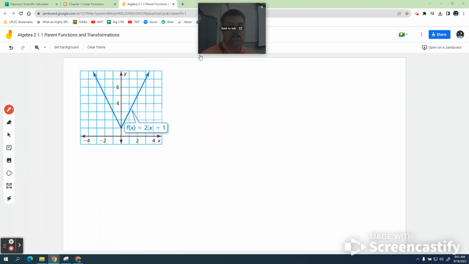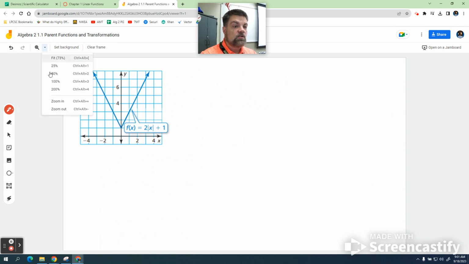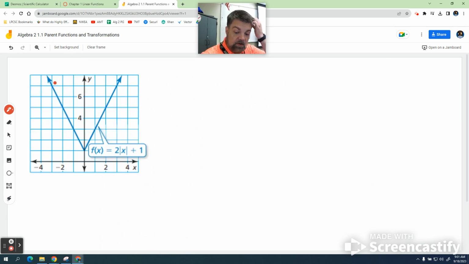This is like example 1. And so I'm going to zoom in on this. I want you guys to write this down. This is the function. This is the function of x that is 2 times the absolute value of x plus 1.